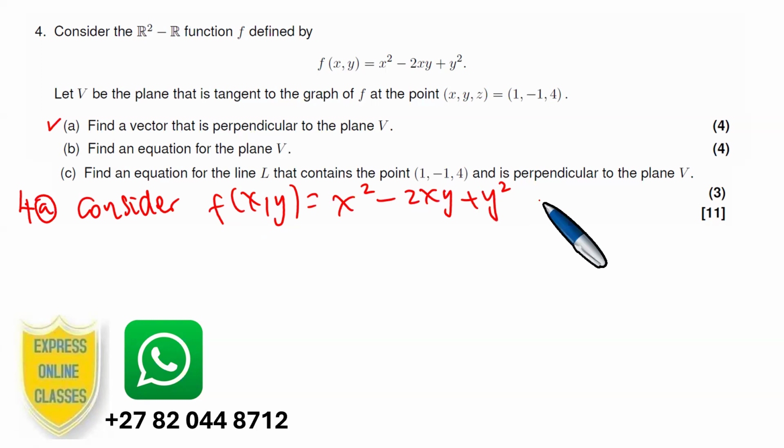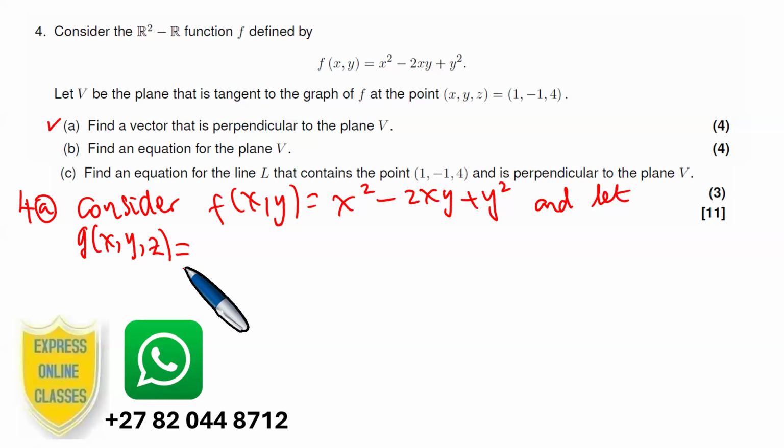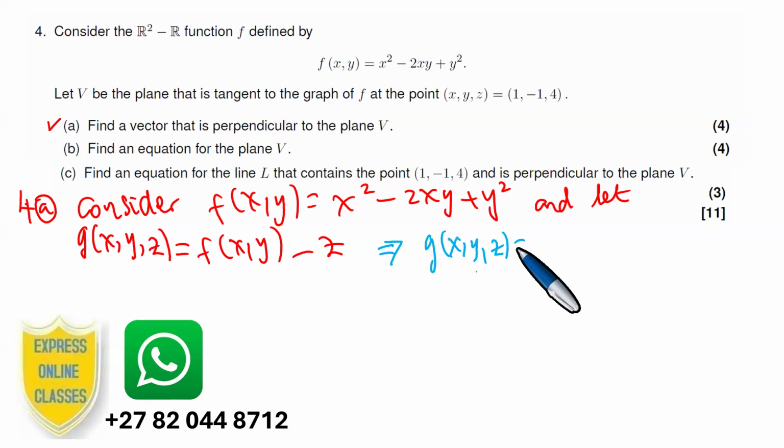And let g of x, y, z be the following. We introduce a new function, g, of three variables. It is going to be the function f of x and y minus the variable z. This means that our function g of x, y, z is x squared minus 2xy plus y squared minus z.